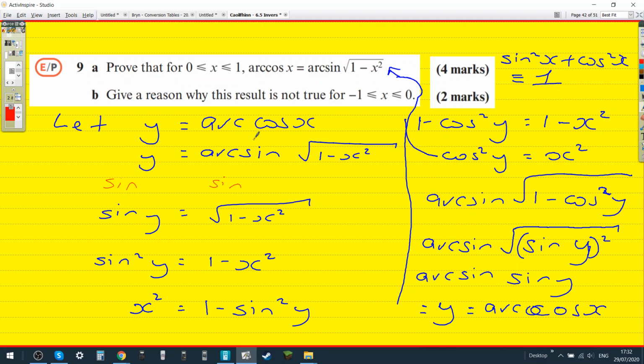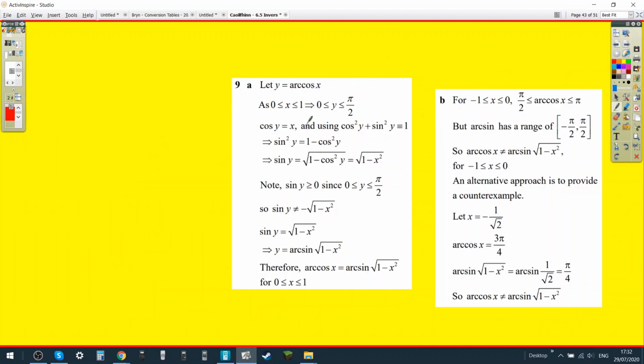We showed that arc sine square root of 1 minus x squared, monkey around with it a lot, eventually becomes arc cos x, which is what we had to show. Hopefully that's not circular or something. Let's see.